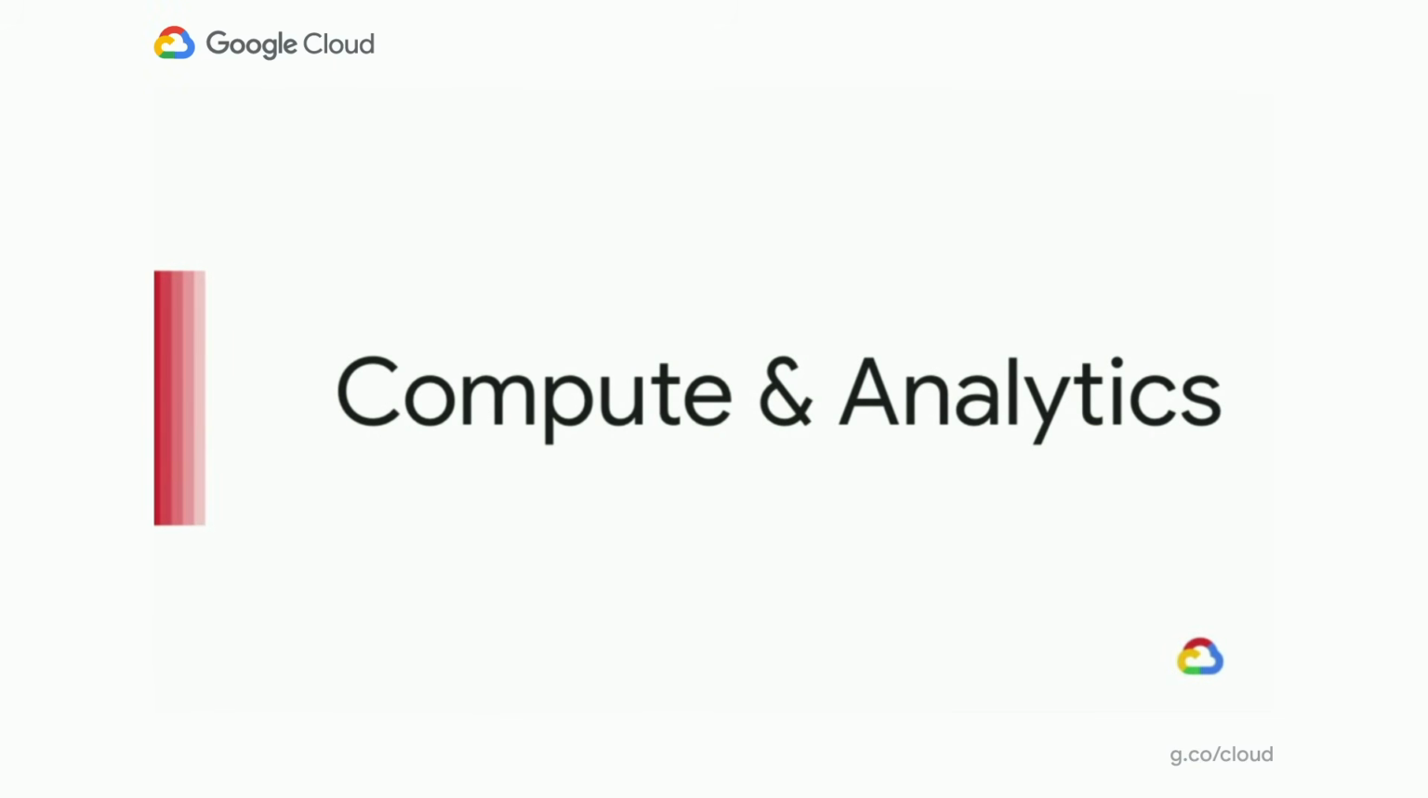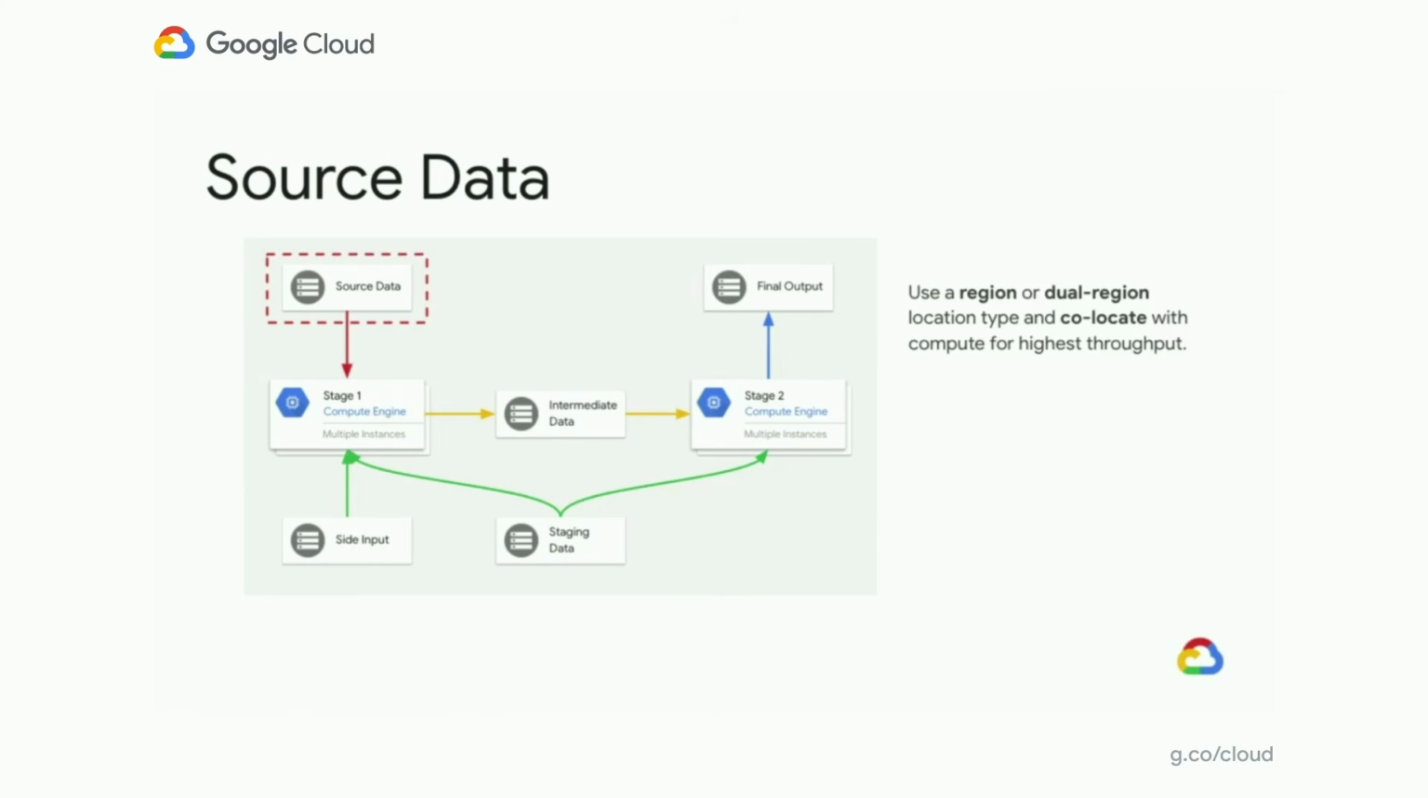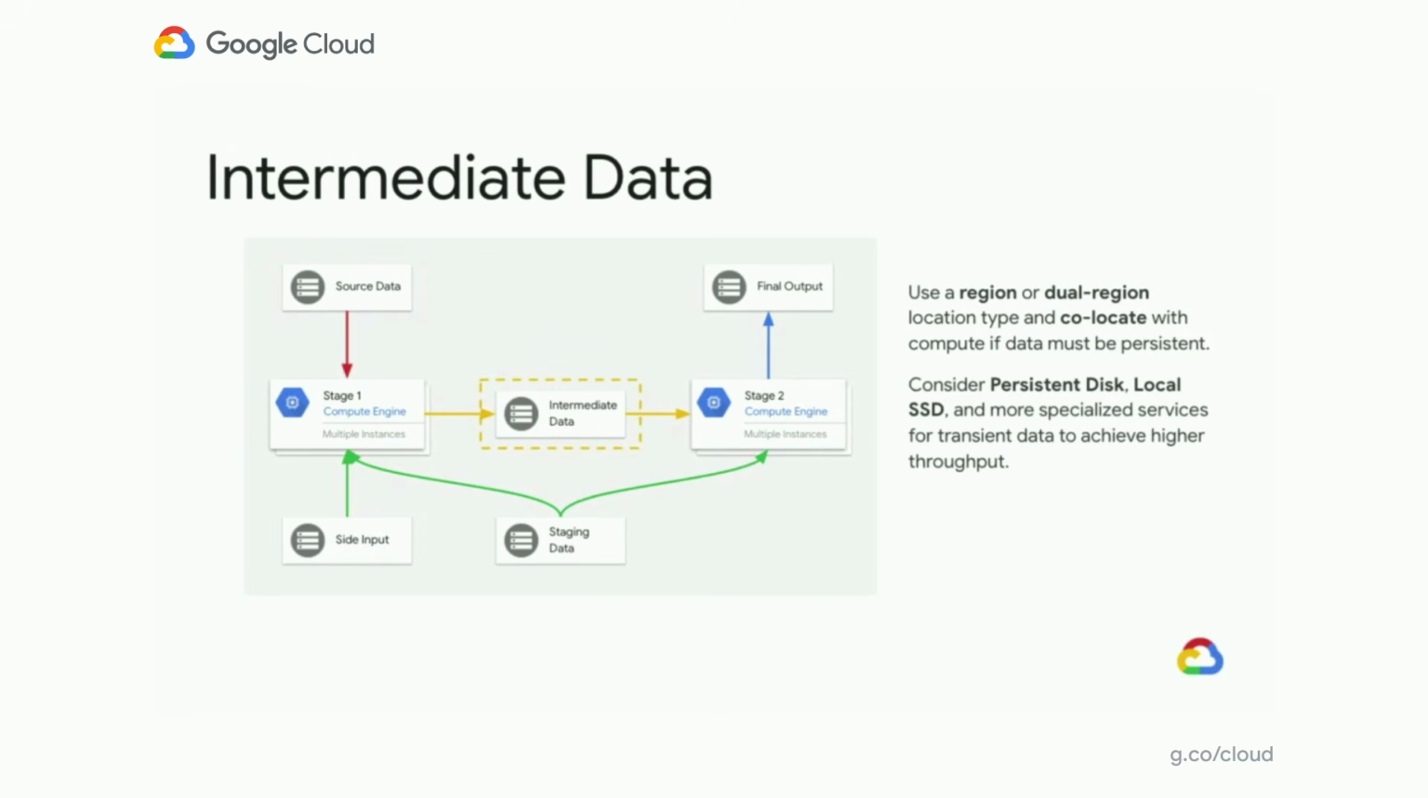Compute and analytics pipelines have several types of data, and your choice of location type really depends on the type of data. First, you have the source data. This is data that is persistent and that you need to load up right when you start your pipeline. What is really important here is very high throughput. So you would want to co-locate your compute with storage, and using a region or a dual region location makes sense.